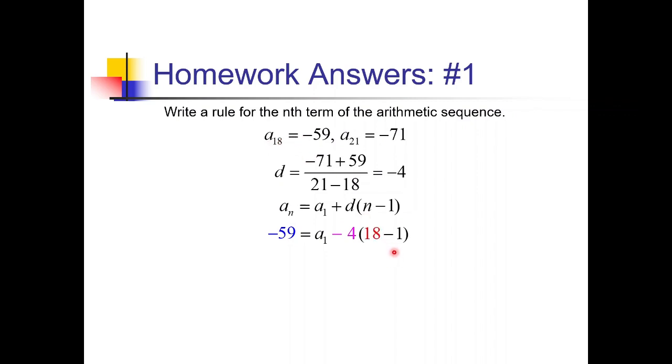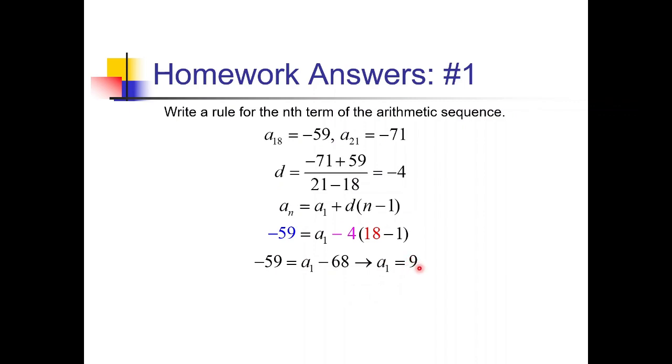All right, let's clean this up a bit. 18 minus 1 is 17, times negative 4 is going to be negative 68. And then to get a1, I have to add 68 to the other side. So that's going to give me a sub 1 value of 9.